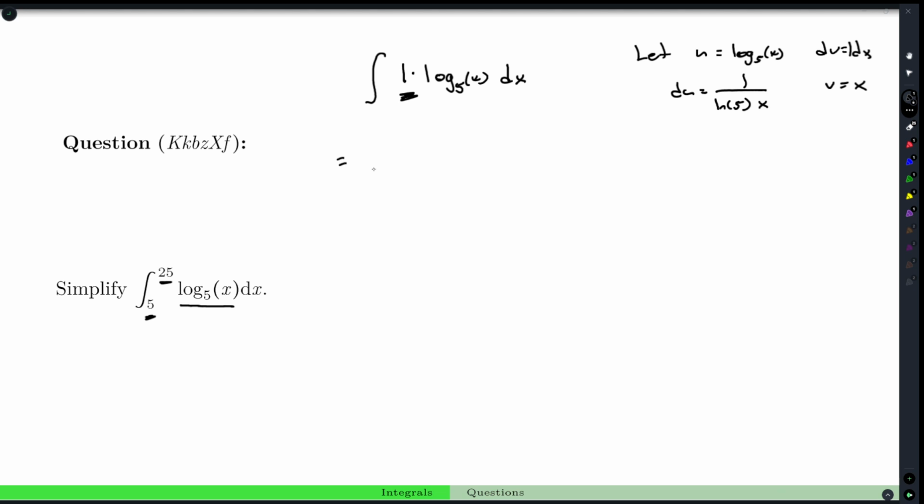So it's u times v minus, and then we do the integral of v du, which is 1 over ln 5 times x, times x. The x's here cancel out. I guess there should technically be a dx here. And then the integral of, well, we're just left with 1 over ln 5. Well, that's a constant.